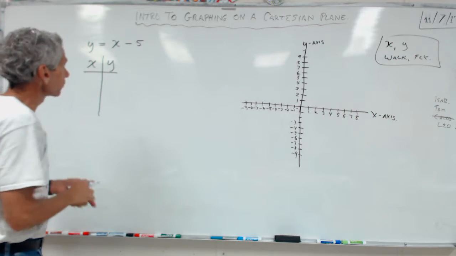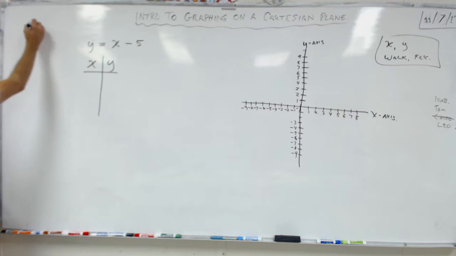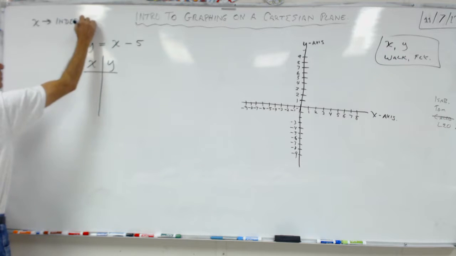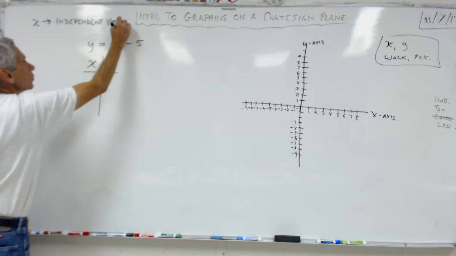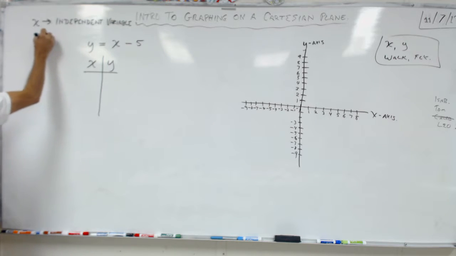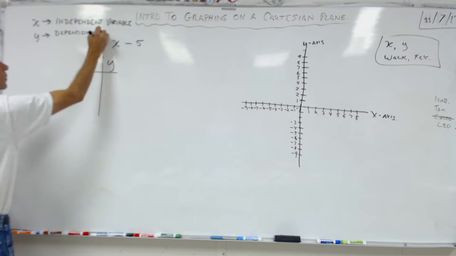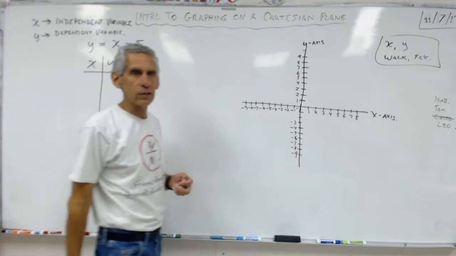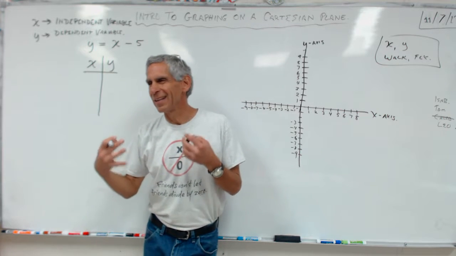So now, one thing before I go into this: X is my independent variable. Independent variable. So write that down, that's really important. Y is my dependent variable. Okay. Can anybody explain to me what that might mean? Anybody have any ideas? What does dependent and independent mean?